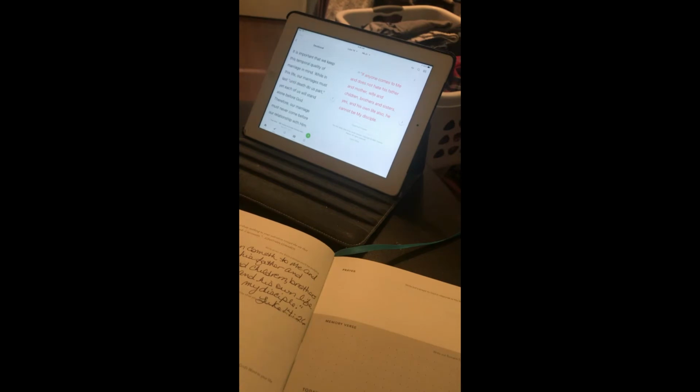And then it says, it is important that we keep this temporal quality of marriage in mind. While in this life, our marriages must last until death do us part. Yet each of us will stand alone before God. Therefore, our marriage must never come before our relationship with Him. Jesus declares in Luke 14:26 that He must come first in all our relationships. If we put Him first, then our love for Him will make all our other loves seem like hate in comparison.